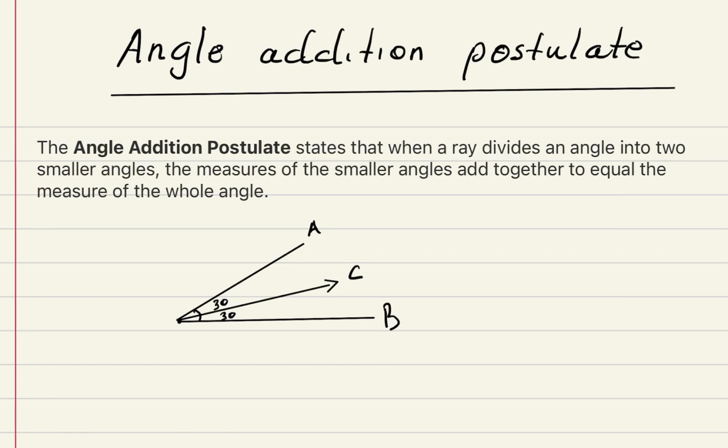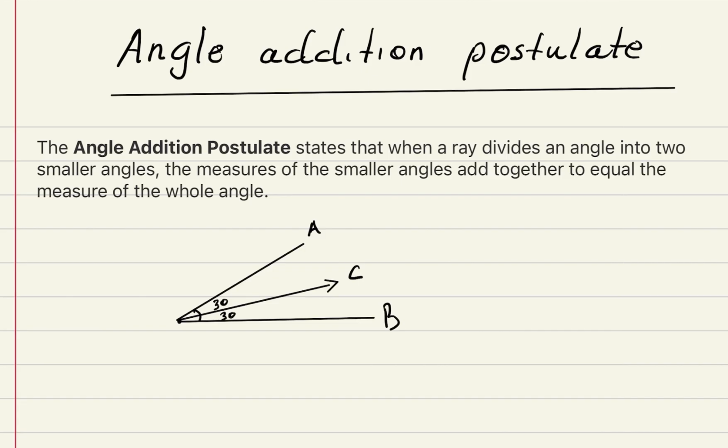In this lesson, let's learn about the angle addition postulate. So what is the angle addition postulate? It states that when a ray divides an angle into two smaller angles, the measures of the smaller angles add together to equal the measure of the whole angle.